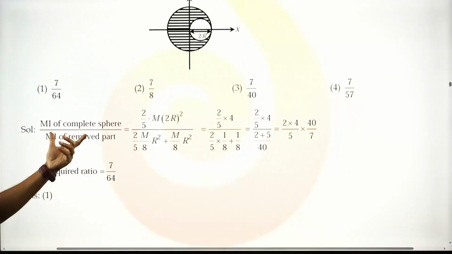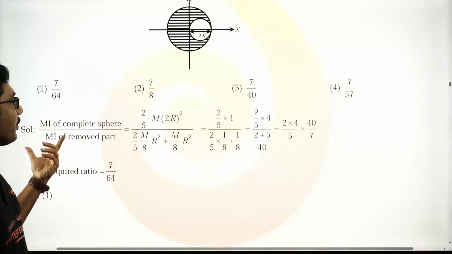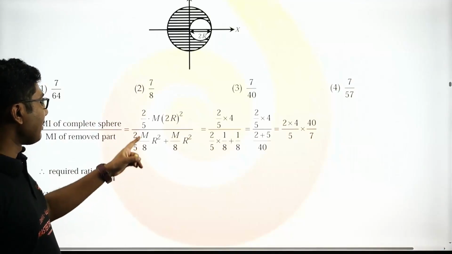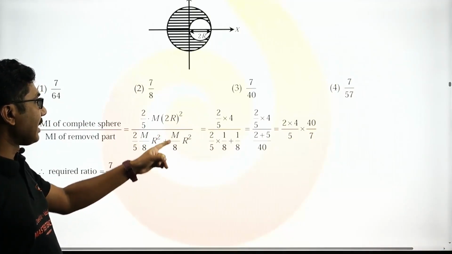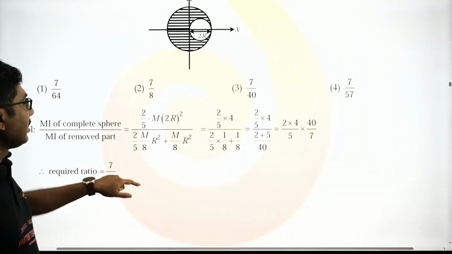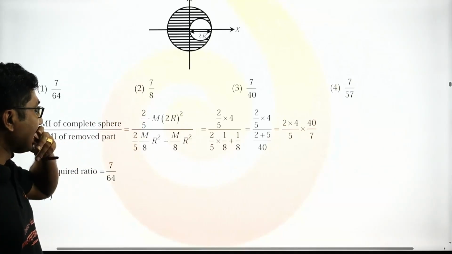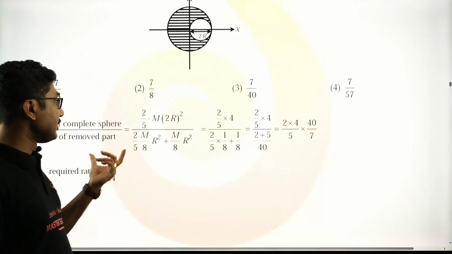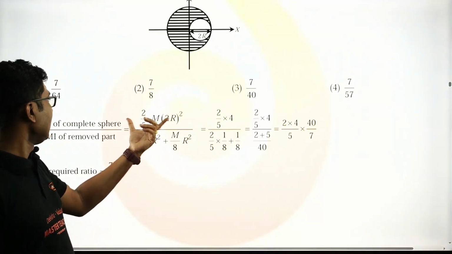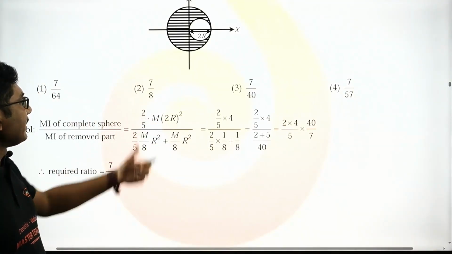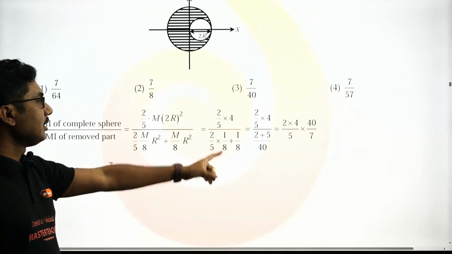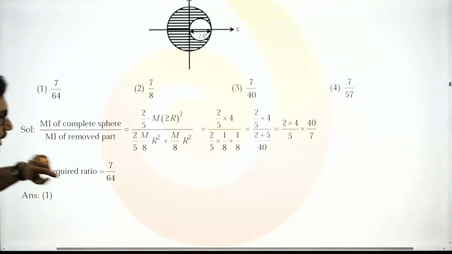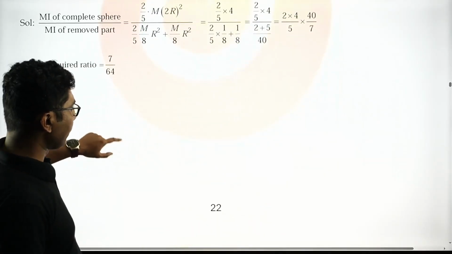So MI of the complete sphere by MI of the removed part. From there you calculate the ratio: 2 by 5 m by 8 r square plus m by 8 r square, right? 2 by 5 m by 8 r square is the moment of inertia of the original sphere, and this is the complete sphere. If you put that value, you get the ratio to be 7 by 64. Option 1 is correct. Again, not a super easy, simple question.